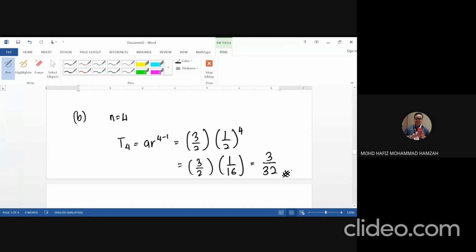Ni denominator bagi apa ni? Denominator pula. Kalau ada decimal places, bagi jawapan dalam decimal lah.